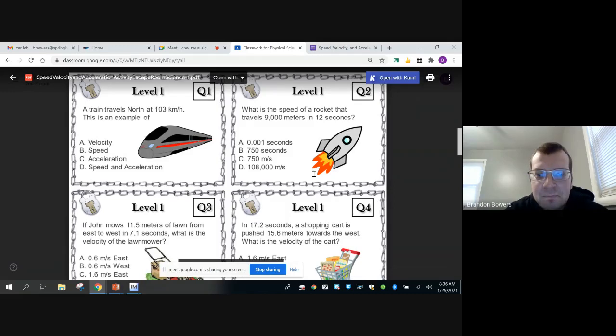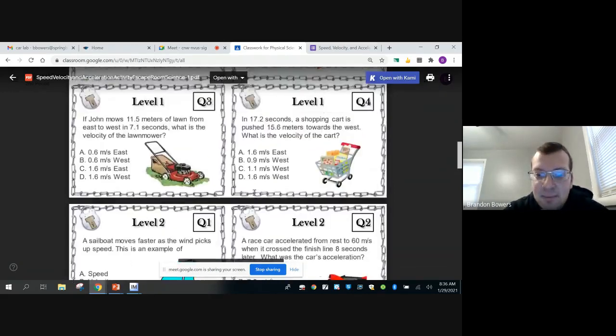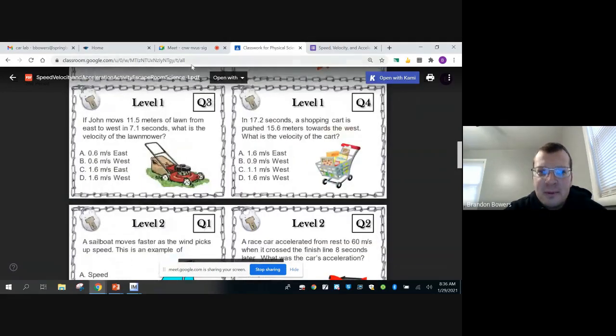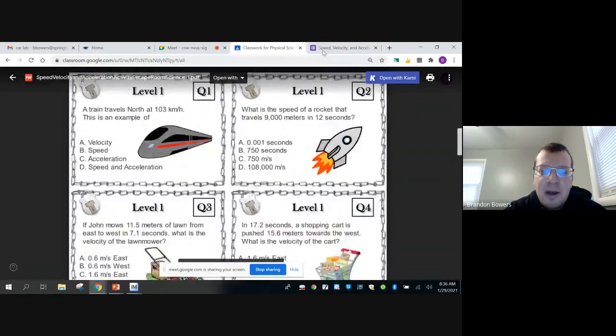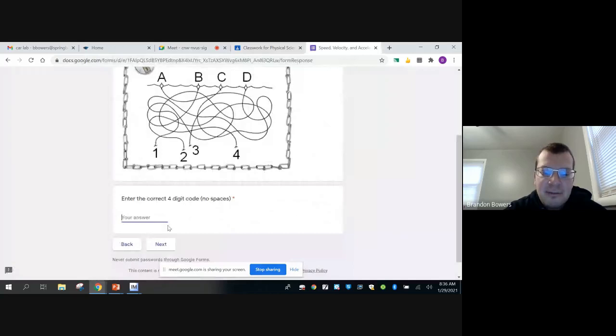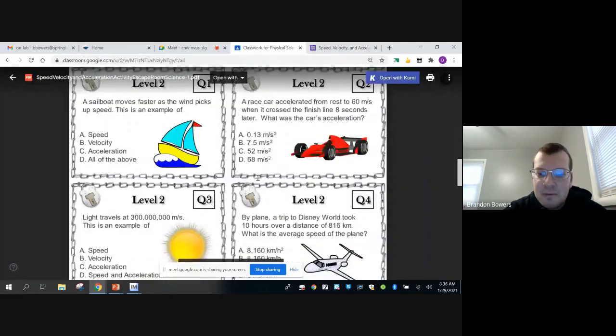So you can do the escape room. We've done escape rooms before, so you kind of know how it works. You go level 1, you're going to get a code. You plug in your code. It'll tell you if you're right or wrong. If you're right, you'll go to level 2, answer some questions. Now, that's if you were able to get everything done.